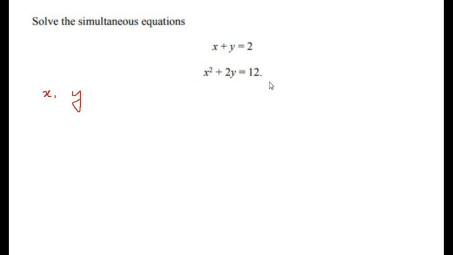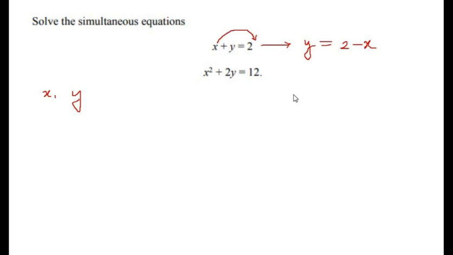So now if we see here, we have two equations with us, x plus y equals 2 and x squared plus 2y equals 12. Now we can choose either one to substitute into the other equation. In this example I am going to take the first equation to rearrange. So I will rearrange this equation and write it as y equals 2 minus x. I have taken x to the other side, so it became y equals 2 minus x.